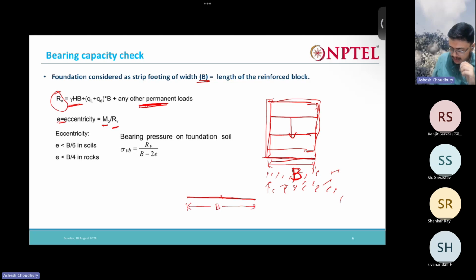Right, and say this is the center. This is B by 2. This is B by 2. Now what is the eccentricity?